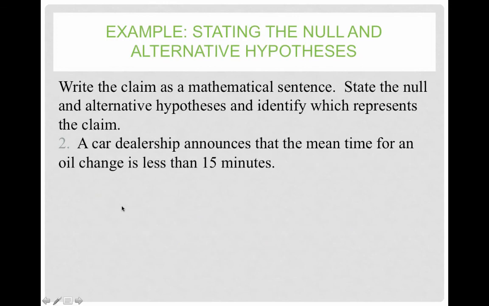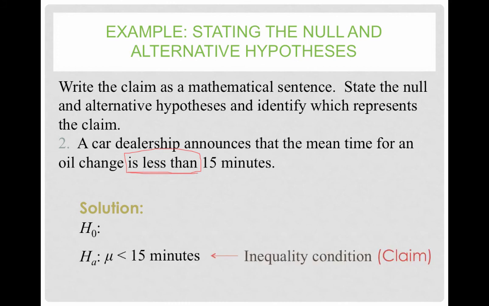All right, let's look at another one. A car dealership announces that the mean time for an oil change is less than 15 minutes. Okay? So note now, instead of reading "is," we're reading "is less than." All right, so how is this going to affect our null and alternative hypotheses? Well, the claim is that the mean time is less than 15 minutes. This is our inequality condition. It doesn't say less than or equal to, right? It says strictly less than 15 minutes. That's an inequality condition, and that's our alternative hypothesis.